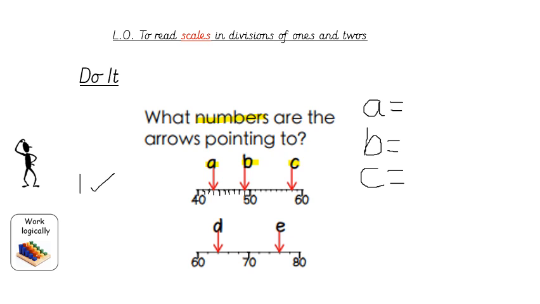The next one you're going to work out, and I'm going to draw here, D equals, and then E equals. I'm not going to help you work out if it goes up in ones or twos. I'm just going to draw a 1 here and a 2. So see if it goes up in ones first. If it doesn't go up in ones, check if it goes up in twos. And then you need to write down all of the numbers that the arrows are pointing to. So pause the video now and do your do it.